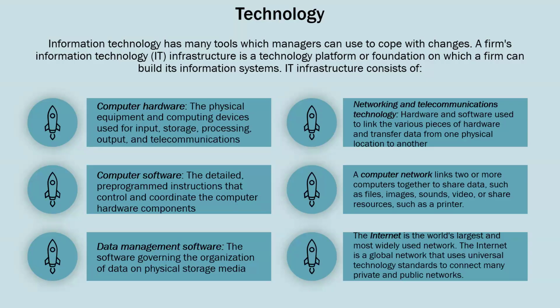Because we are communicating to a computer. So basically, that's what the internet is. On the internet, you are just communicating with other computers. I think some people that have an IT background know what I'm talking about. That's why they say the internet is the world's largest and most widely used network, because it's a network of computers all over the world communicating together, right? The internet is a global network that uses universal technology standards to connect many private and public networks.